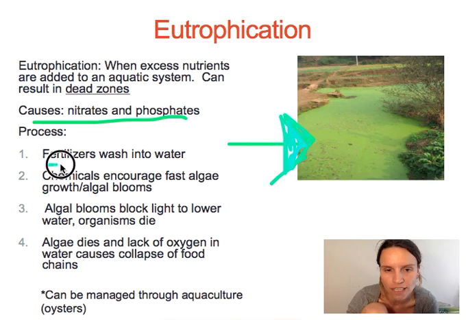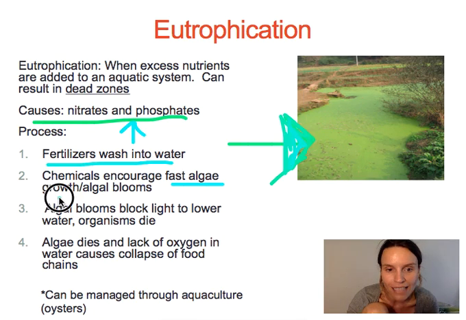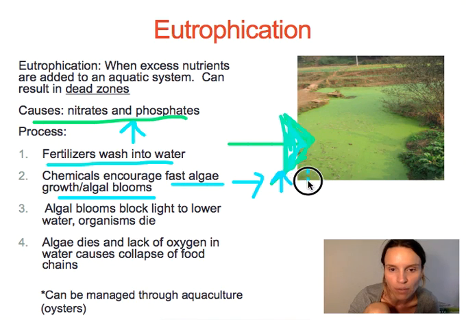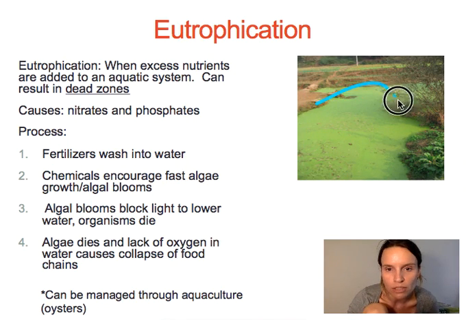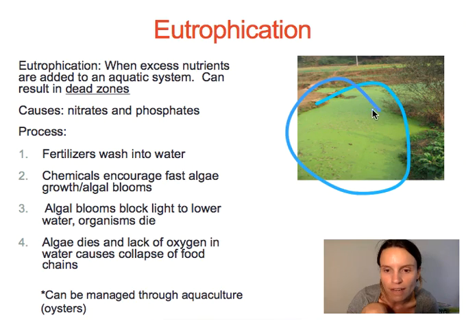So the process of eutrophication is this. Fertilizers containing nitrates and phosphates wash into the water. These chemicals encourage fast algal growth and algal blooms. And for a while, this is great because this sustains enhanced life in whatever system you're looking at. But eventually, what happens is the algal blooms, and you can see this here, start to block out light. They get so thick that things that live in the lower levels of water don't have any sunlight, and those organisms die off.